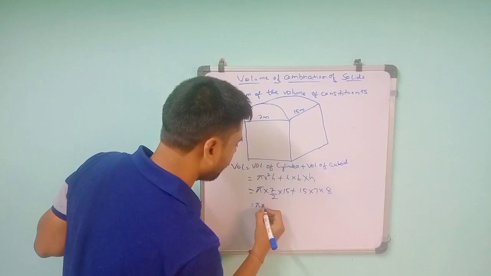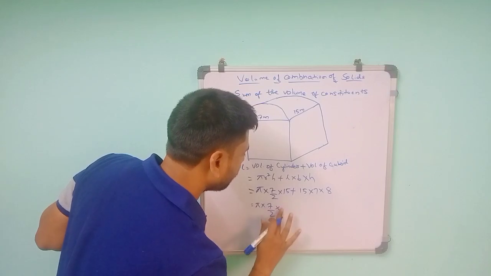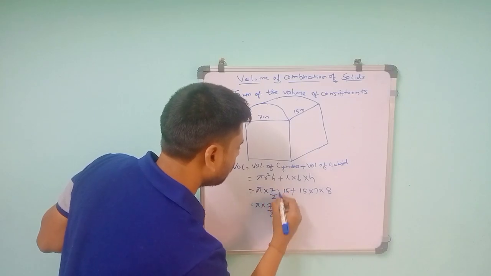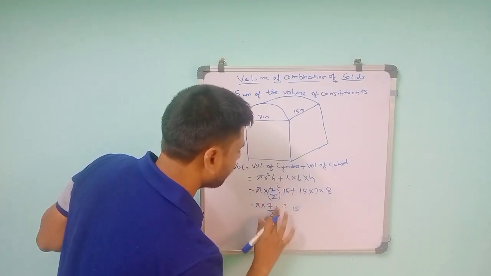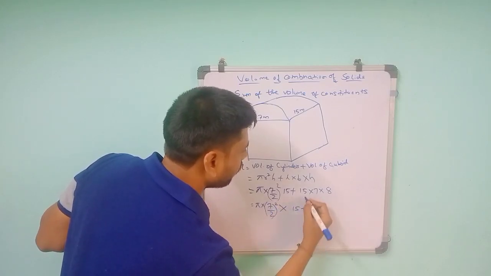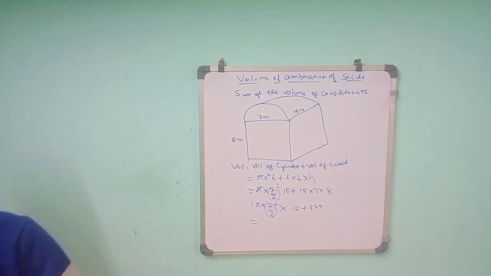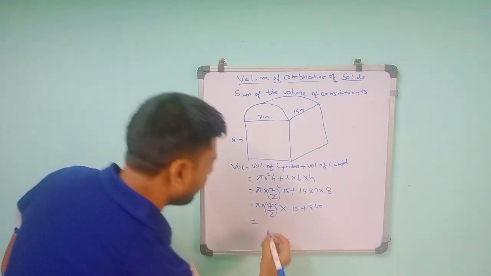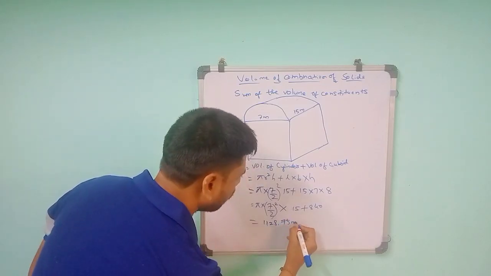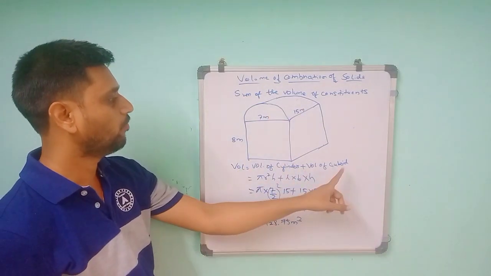So this will give you pi into 7 by 2 into 15. Here, r square is 7 by 2 whole square, into 15, plus 15 into 8 is 120, 120 into 7 is 840. So it will give you the total answer 1128.75 meter cube. This is the volume of the half cylinder and the volume of the cuboid.